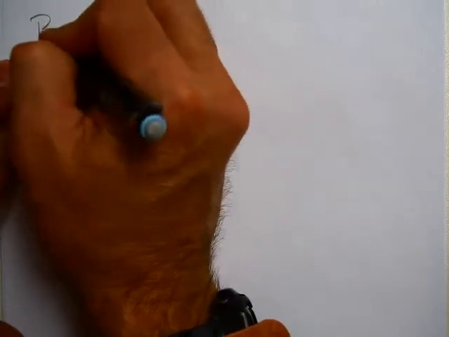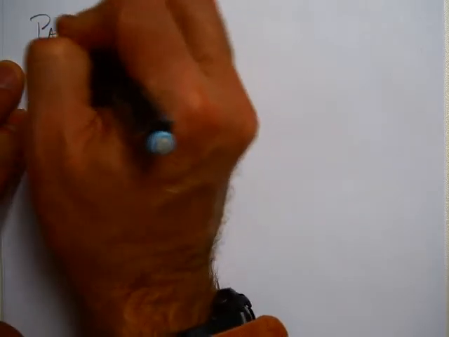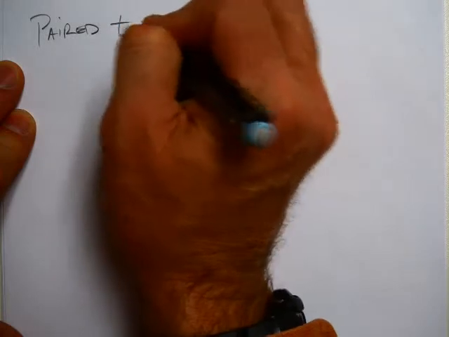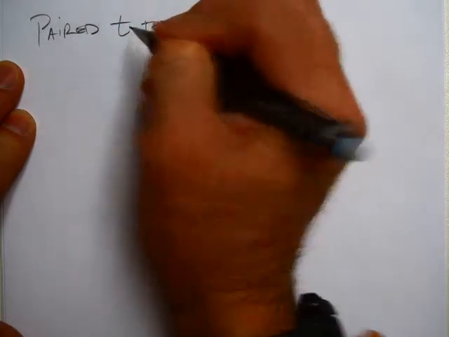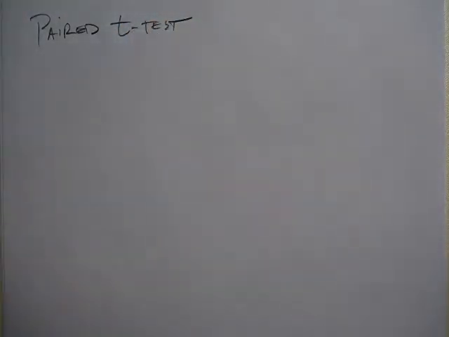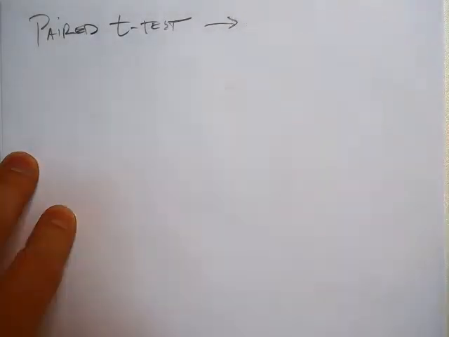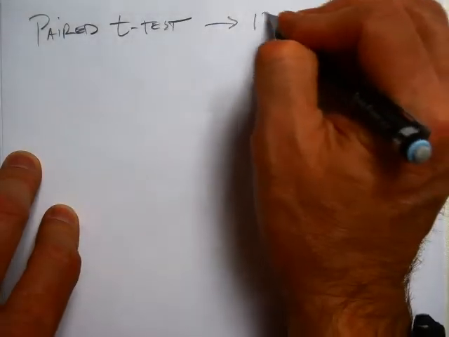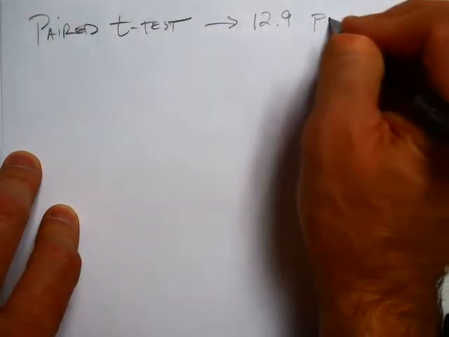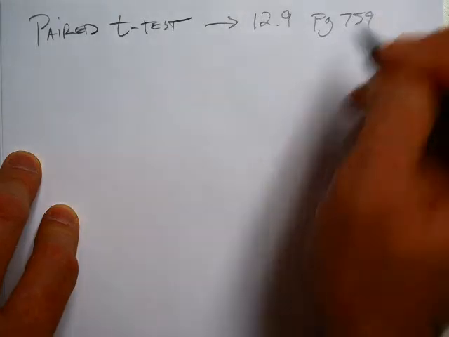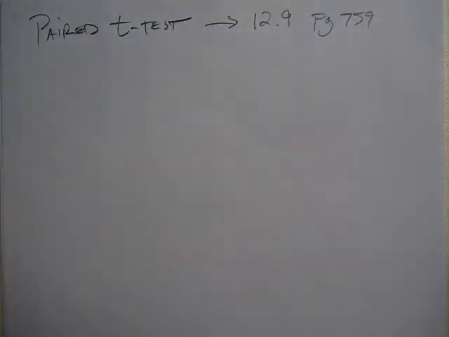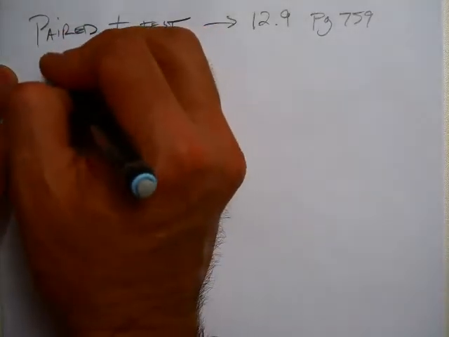This first problem is not a proportional problem. It's actually a paired t-test. It's definitely something that could come up on the AP exam. And it is problem 12.9 on page 759. And what you need to know for a paired t-test is that we're finding a difference between two measurements.